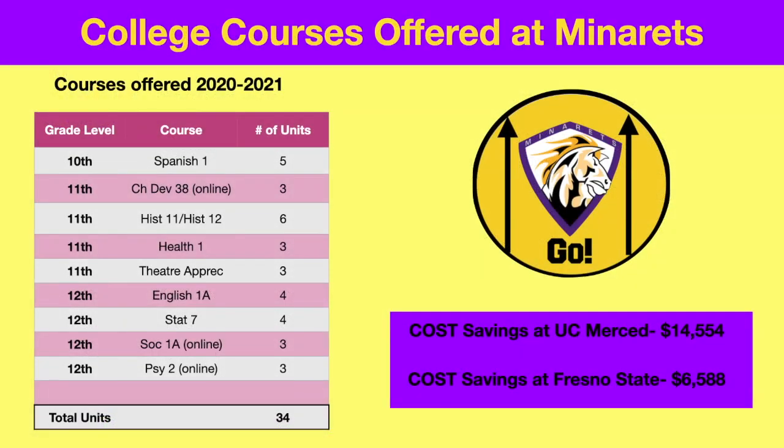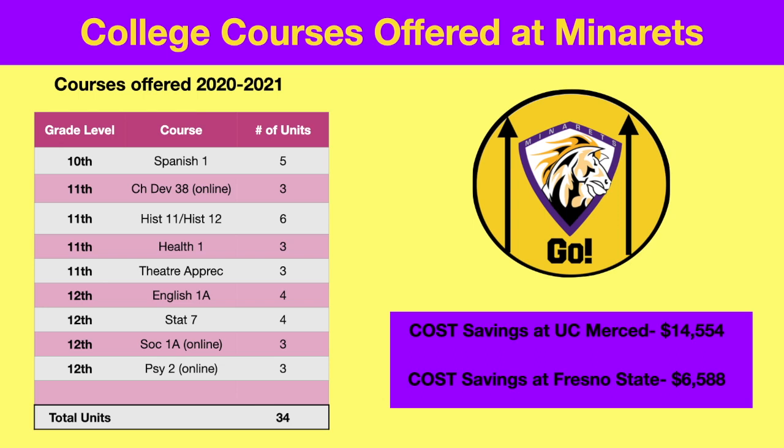So we just did a little math of what that would look like in terms of savings. At the UC level, you can see a full year of tuition is over $14,000. And at the CSU level, for example, Fresno State, that's going to be over $6,500. So taking these courses now obviously is going to be a big financial savings for a student. And it also helps them really maximize their time in high school and take care of some of those requirements that they're going to have to do in college.